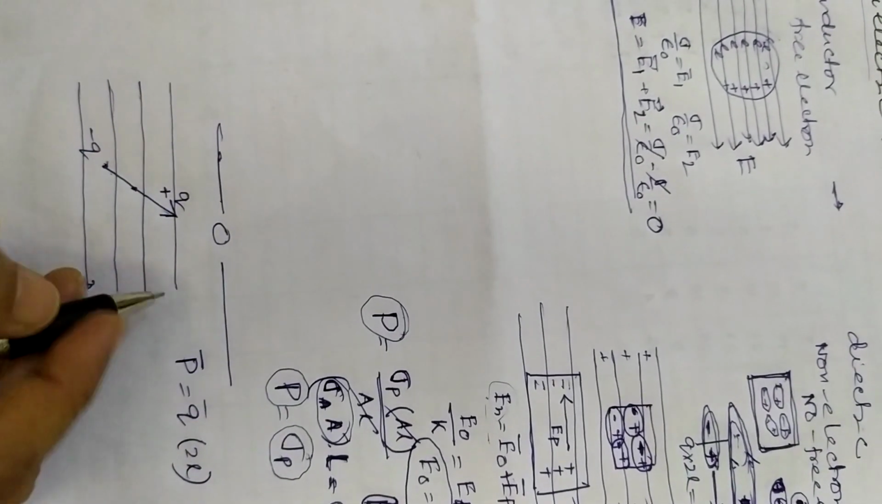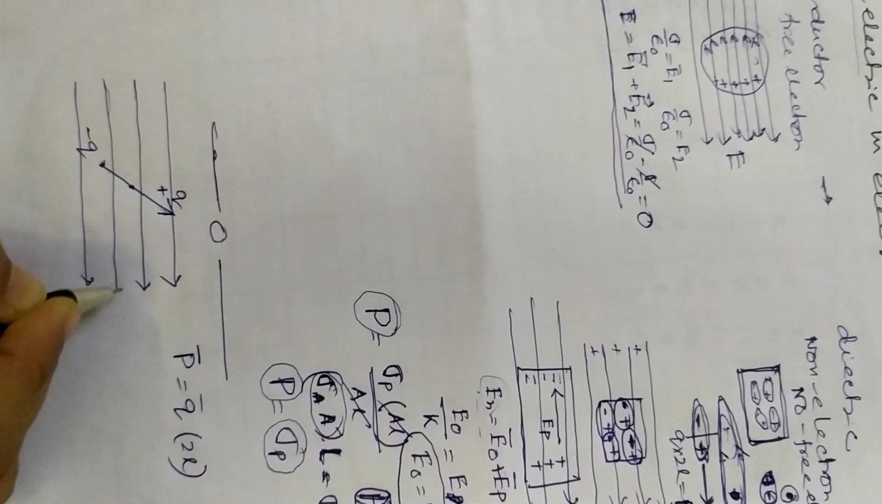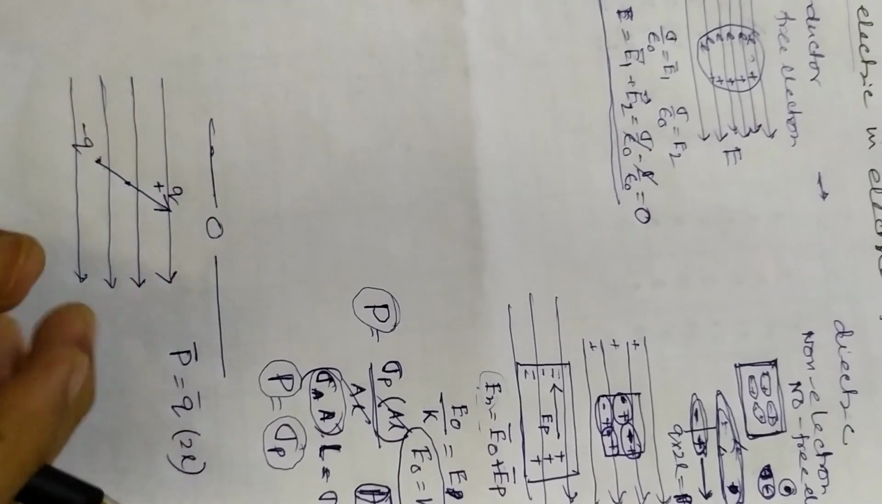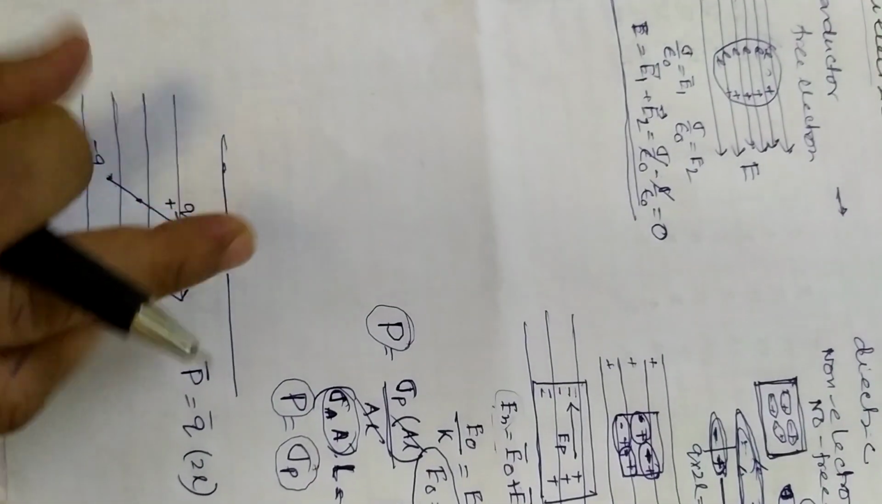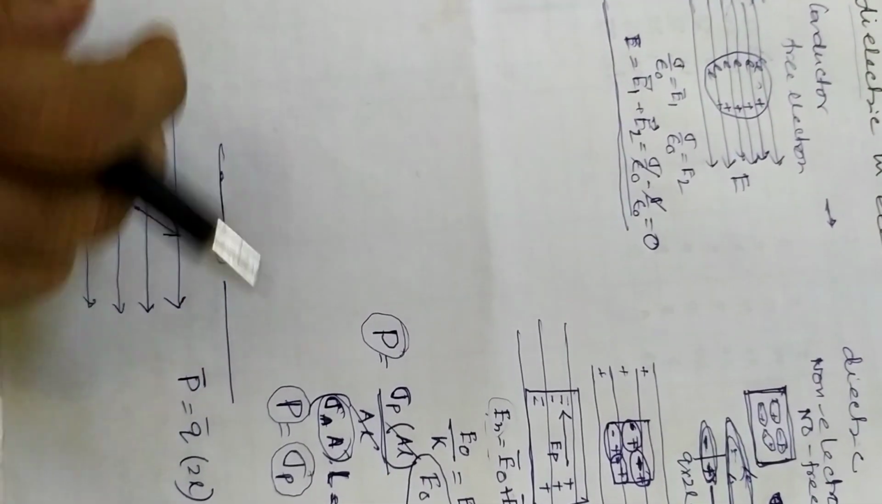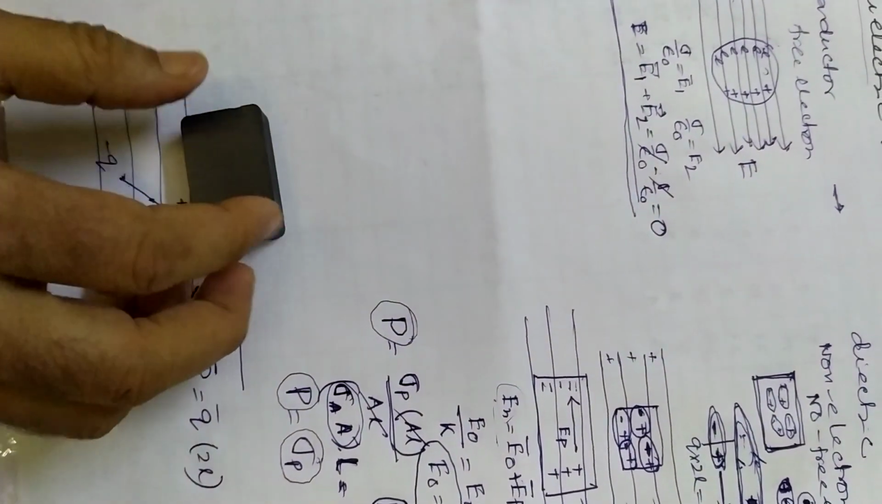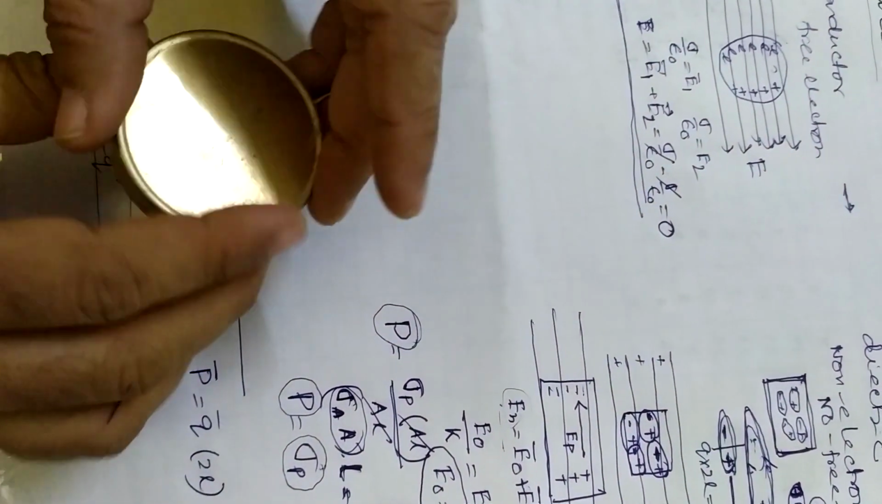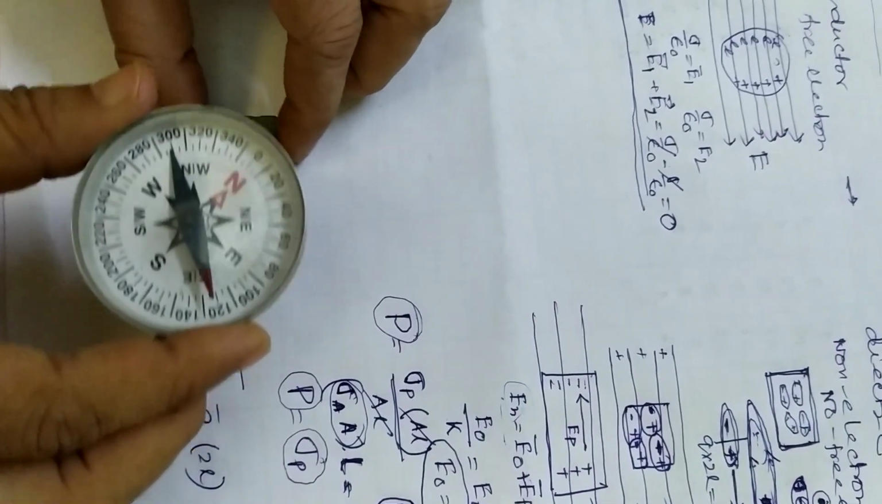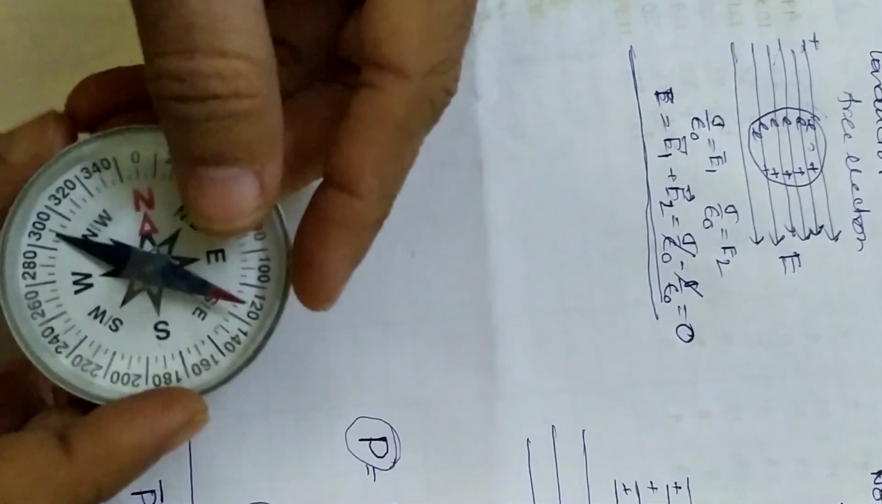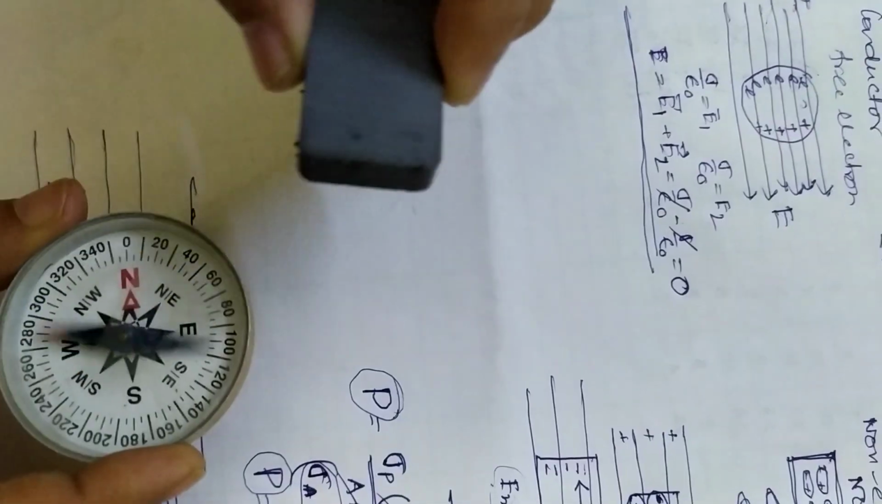Now if we are placing this dipole inside this field, the dipole will reorient itself. I am showing you an example. Suppose this is a magnet. This is also a dipole. So if I am giving another coil like this, this is a dipole.